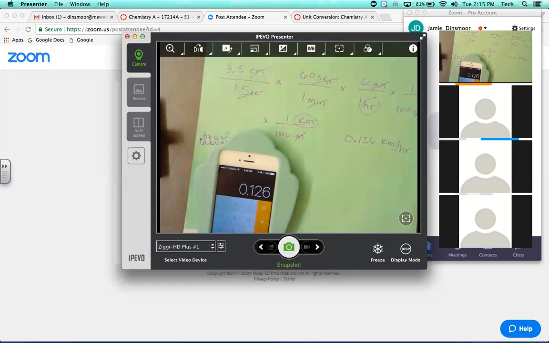And that's our answer. So 3.5 centimeters per second is equivalent to 0.126 kilometers per hour, right? Which is really slow. If you think about a kilometer per hour, that's actually how you would measure speed in a car. It's not exactly equal to miles per hour, but it's similar. So this is a tiny and slow speed.